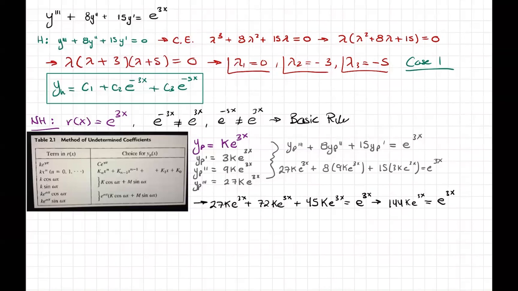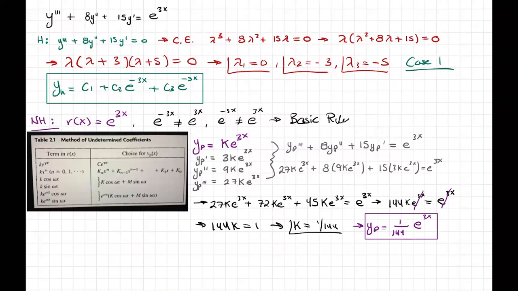Then if we solve for k, we can cancel out e to the 3x on both sides, and we have 144k equals 1. So k is equal to 1 over 144. Therefore, yp is 1 over 144 e to the 3x. And this is my non-homogeneous solution.